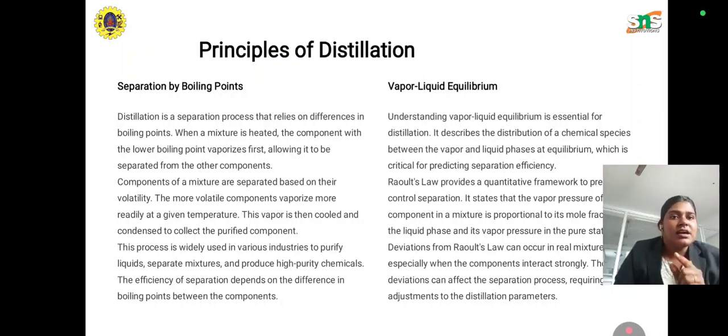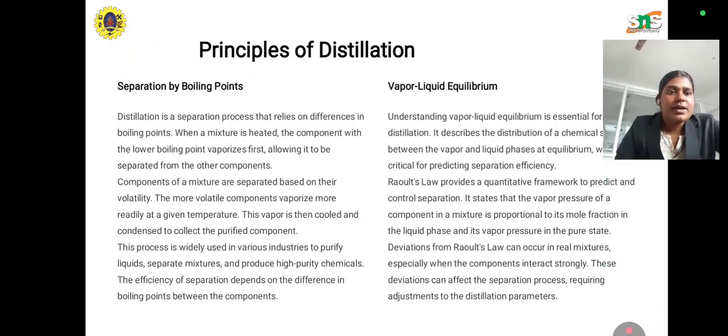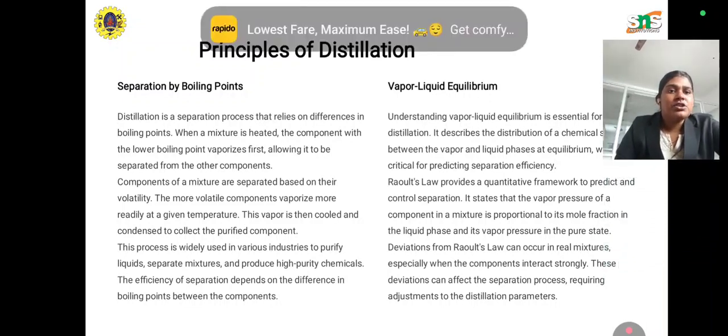So next, the other principle is vapor liquid equilibrium. Understanding vapor liquid equilibrium is essential for distillation. It describes the distribution of a chemical species between the vapor and liquid phases at equilibrium, which is critical for predicting separation efficiency. Here Raoult's law plays an important role. Raoult's law provides a quantitative framework to predict and control separation.